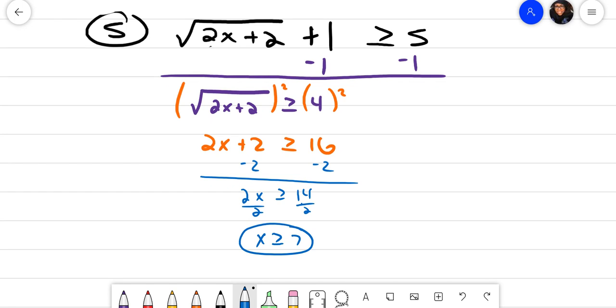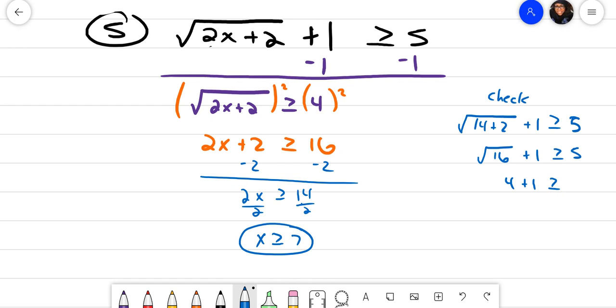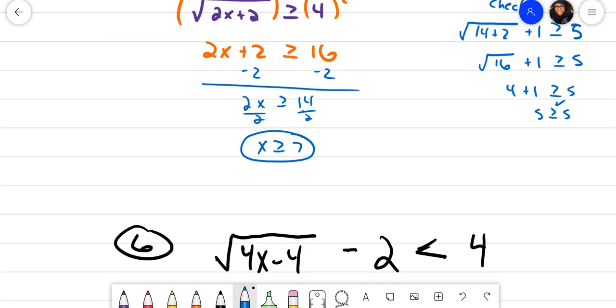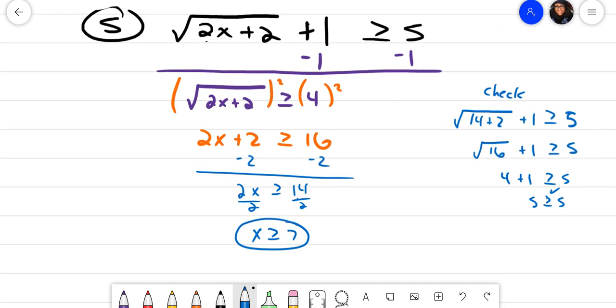Take a second, do a quick check. So this will end up being 4 plus 1 is greater than or equal to 5. 5 is greater than or equal to 5. It's going to check. So we're good. Our answer is great. And I'm sorry, let me state this. This one is a greater than situation. x is greater than or equal to 7. So when it's greater than, again, we do not need a lower bound because we wouldn't ever plug anything negative in, so there's no need to create a cutoff.